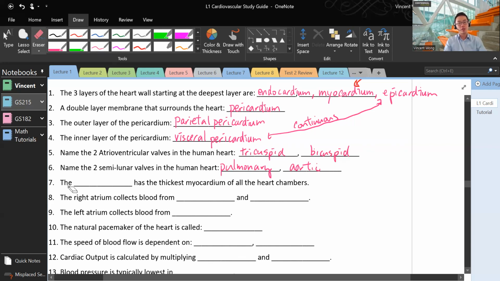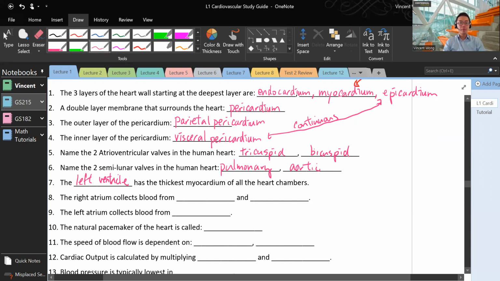Oh no, it's a different question. Sorry, I thought I'm asking the same question as I did before, but no, it's different. The something has the thickest myocardium of all the heart chambers. Okay, so we have 4 chambers. We got the left right atrium, the left right ventricle. Which one has the thickest myocardium? The LV is correct. Left ventricle. Because you got to squeeze so hard that the blood will go through the entire body. So LV, left ventricle, is the thickest.